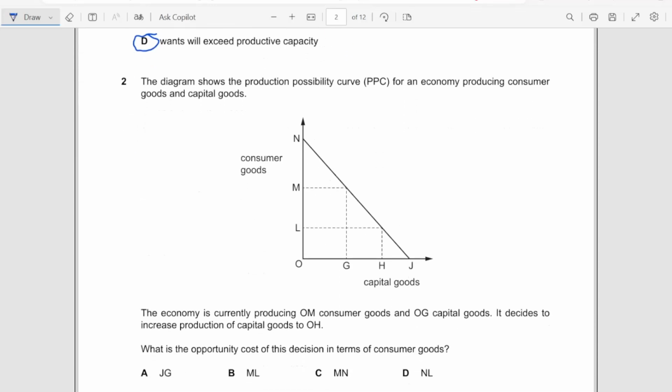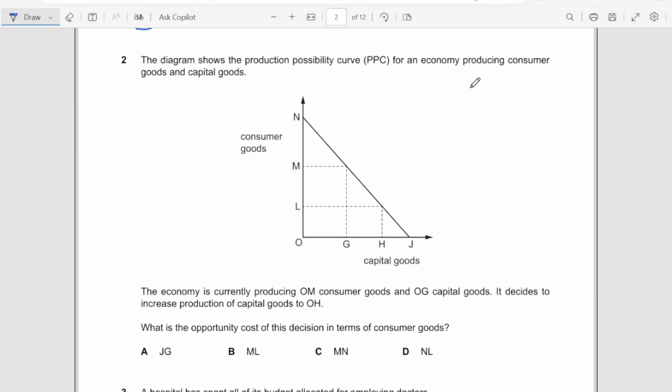All right, next. The diagram shows the PPC for an economy producing consumer and capital goods. Now, this is a constant opportunity cost PPC. If it was not a constant opportunity cost PPC, it would have been something like this, like you've studied earlier. Now the thing here is that the economy is currently producing at OM consumer goods and OG capital goods, so we're at this point here.